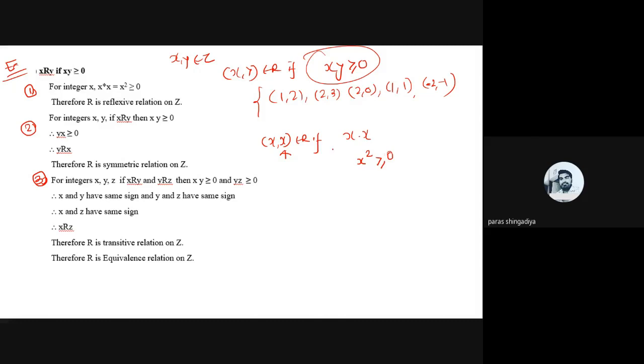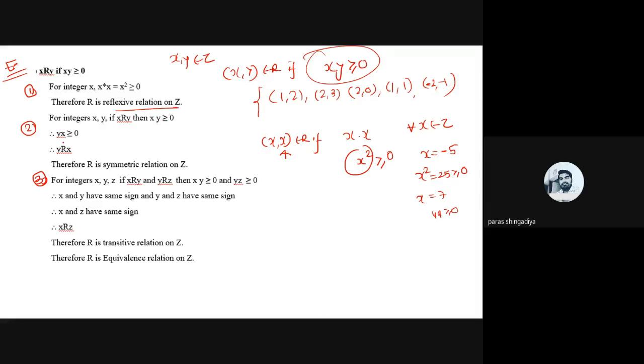ठीक है, so for every x belongs to the Z, उसका जो x square होगा, that is always greater than or equal to 0. Why is it greater than or equal to 0? Let us take negative value -5. So x square क्या होगा, 25 होगा, and 25 is greater than or equal to 0. Clear? Let us take x is equal to 7. So 7 square will be 49, and 49 is greater than or equal to 0. So for every number, Z की सभी वैल्यू के लिए, x comma x always belongs to the relation. ठीक है, so it is a reflexive relation on the Z.